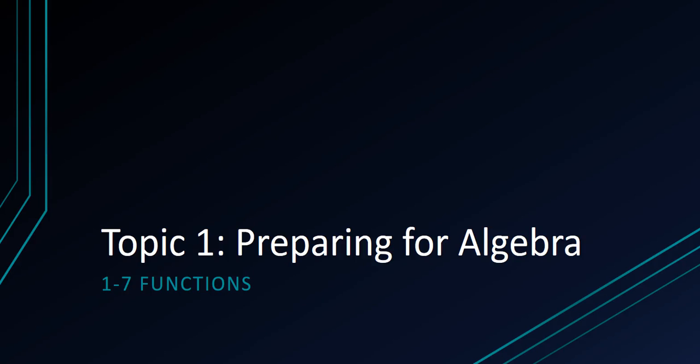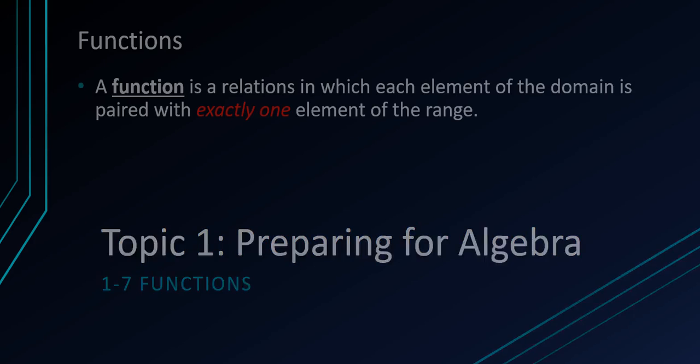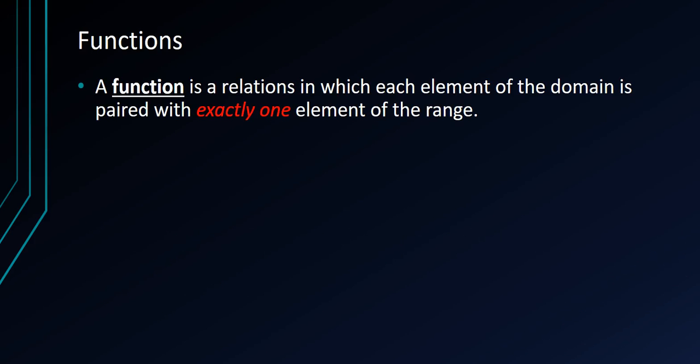So in the previous video, we talked about relations, and those were just a set of ordered pairs, and there were different ways you could represent those. So in this video, we're going to talk about functions, which are actually just a special type of relation. A function is a relation in which each element of the domain is paired with exactly one element of the range. That means each x value, or domain, is paired with exactly one y value.